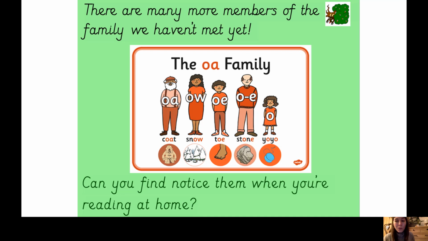At some point, not this week, but in the future, we will meet the other O family members. So I wonder, whilst you're having a go at reading things at home, maybe you could see which O family members you can notice in books or in texts or in signs or things you read at home. And you could maybe note them down so that when we come together to look at the O family a little bit more, you might be able to remember some things you've seen before.